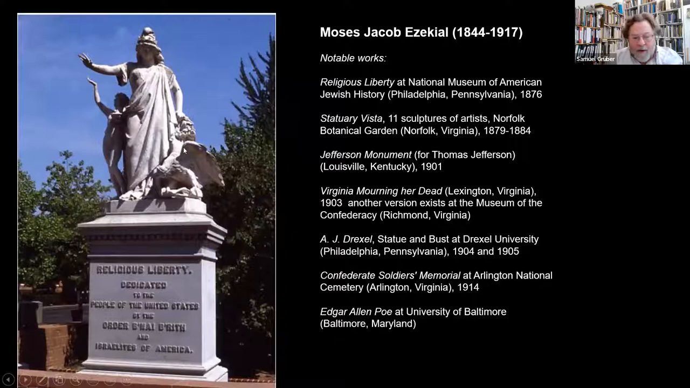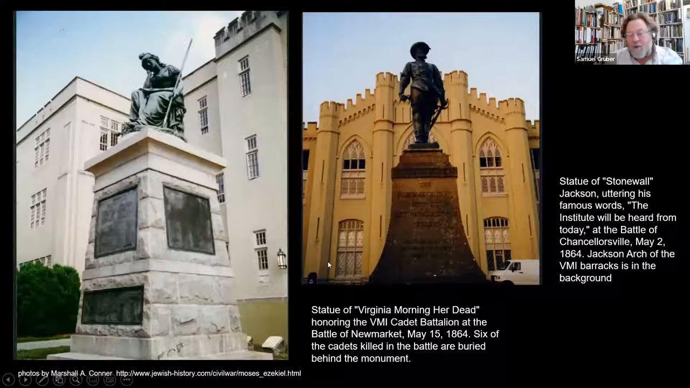It's very 19th century in its symbolism and its form and its representation. It's more, I think, historically interesting than artistically significant. But these are some of the works that get Ezekiel in trouble today. Virginia mourning her dead, Stonewall Jackson. He did a lot of these works. I don't know whether any of these have been torn down yet, but they might be torn down at some point.